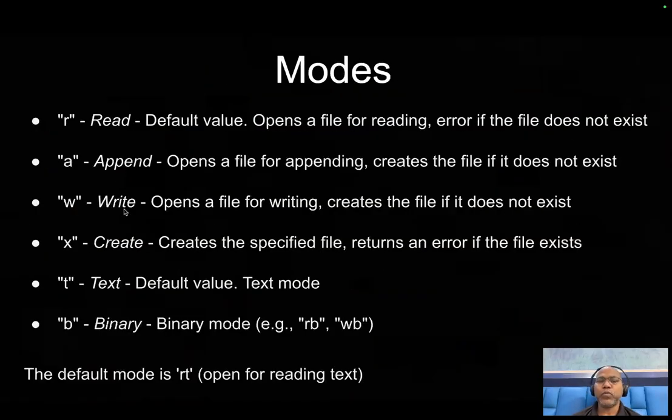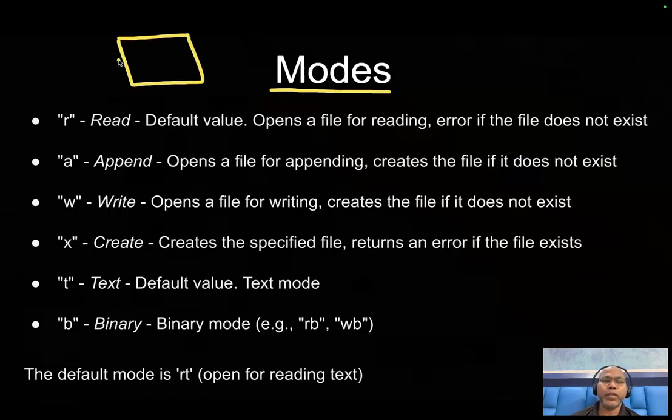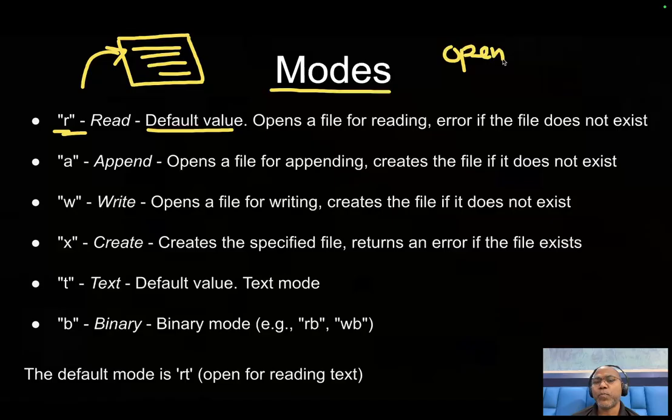Okay, so let's talk about the mode. Mode means the operation. Whenever you open a file, generally for which purpose are you opening it? You are going to read the content written in this file. So R stands for read. This is the default mode. If you open a file, you just specify the file name here and you do not specify anything else. The default is read. By default, you are going to read the content of the file.